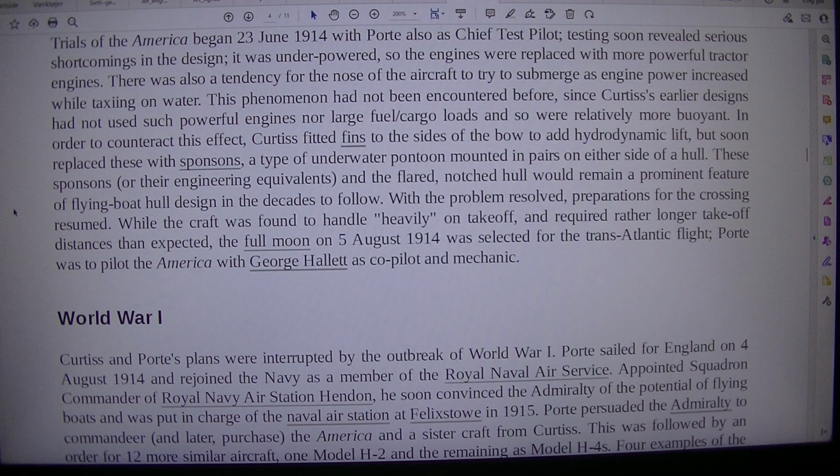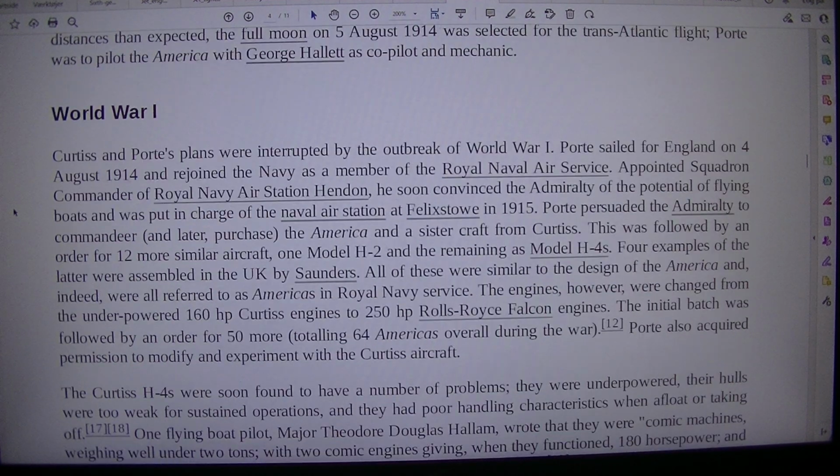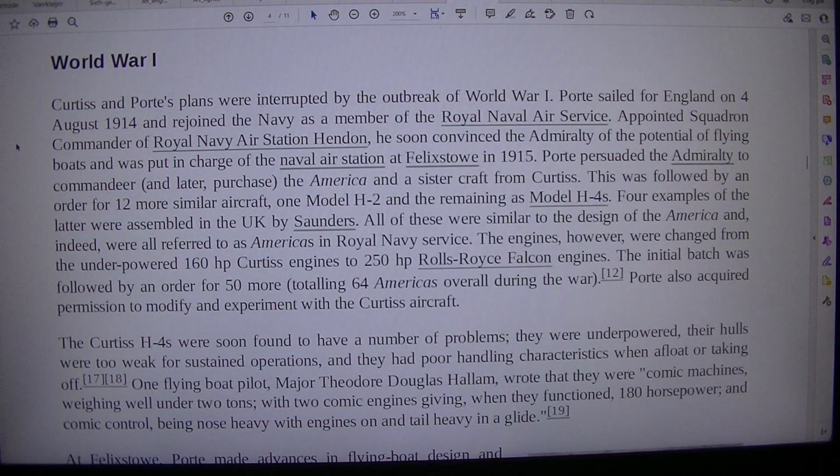World War I. Curtiss and Porte's plans were interrupted by the outbreak of World War I. Porte sailed for England on 4 August 1914 and rejoined the Navy as a member of the Royal Naval Air Service. Appointed Squadron Commander of Royal Navy Air Station Hendon, he soon convinced the Admiralty of the potential of flying boats and was put in charge of the Naval Air Station at Felixstowe in 1915.